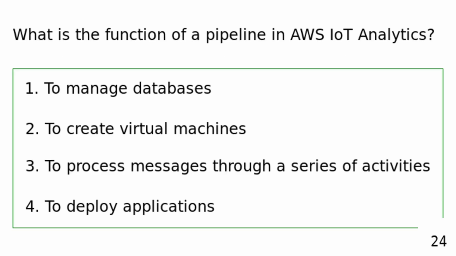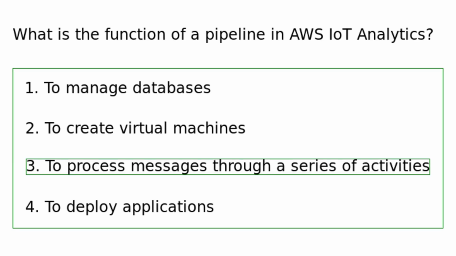What is the function of a pipeline in AWS IoT Analytics? To manage databases. To create virtual machines. To process messages through a series of activities. To deploy applications. A pipeline processes messages through a series of activities to clean, filter, and enrich IoT data.